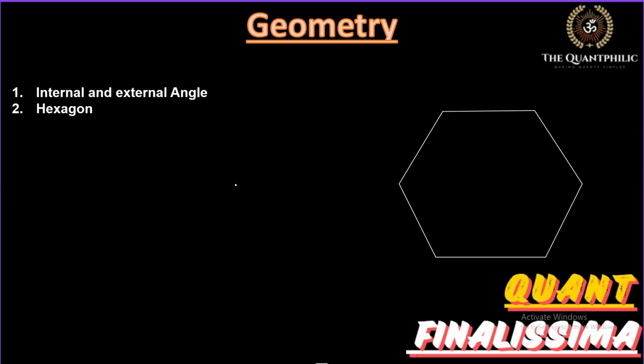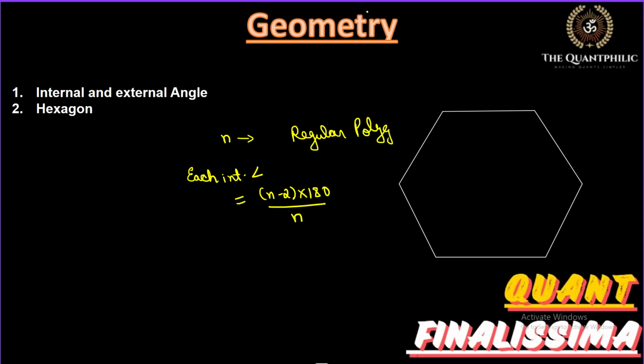Now first of all, we'll do external angle and internal angle. So there are two formulas. Suppose the number of sides is n, then each internal angle is equal to (n minus 2) into 180 by n. Remember, this formula is for regular polygons, not for any polygon if it's not regular. Only for regular polygons. And each external angle is equal to 360 by n.